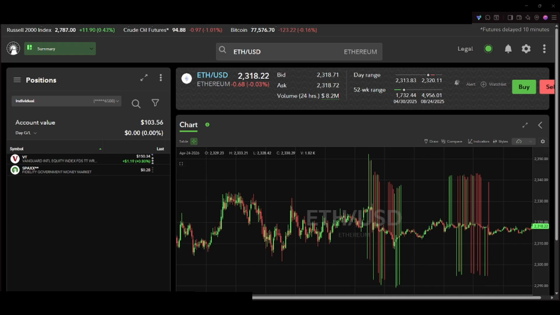You can monitor the price fluctuations and market trends for Ethereum. It is also advisable to learn about safe storage options for your cryptocurrency, such as using a secure wallet, to ensure your assets are protected.